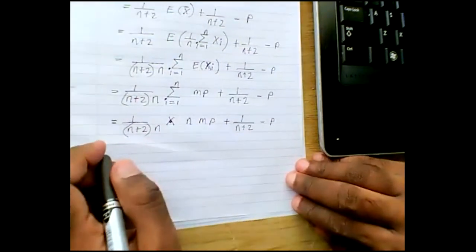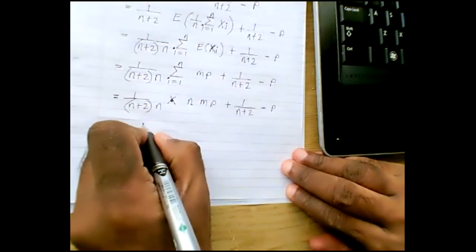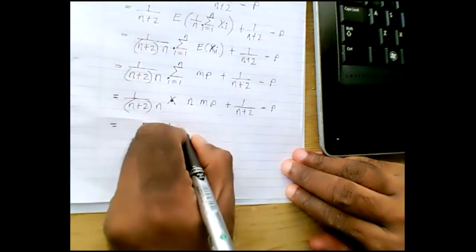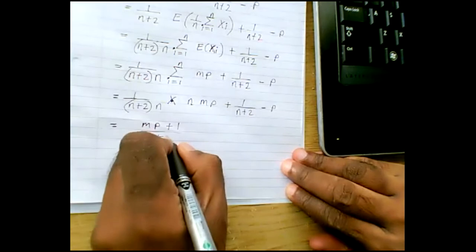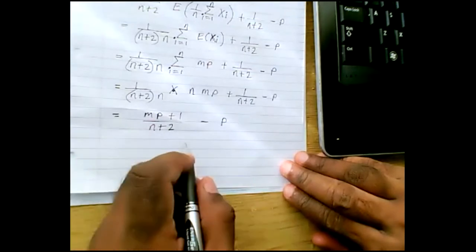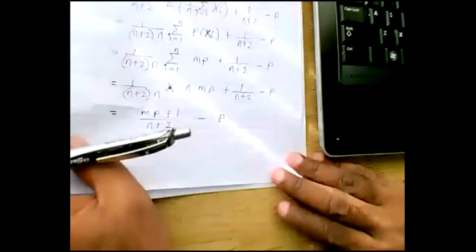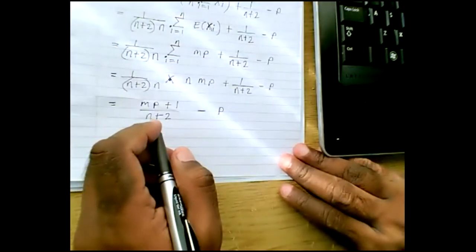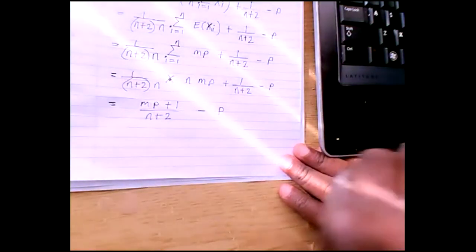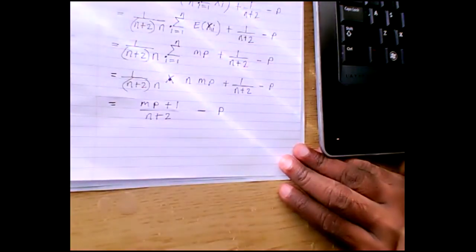Now, if you simplify this, this is what you will get: (mp plus 1) divided by (n plus 2) minus p. All right, so this is the bias of the estimator. This is the estimator, and what we just worked out is the bias of it. Okay, guys. Are you okay so far? Any questions so far? Hello, guys. Talk to me. No. Okay. Thank you.